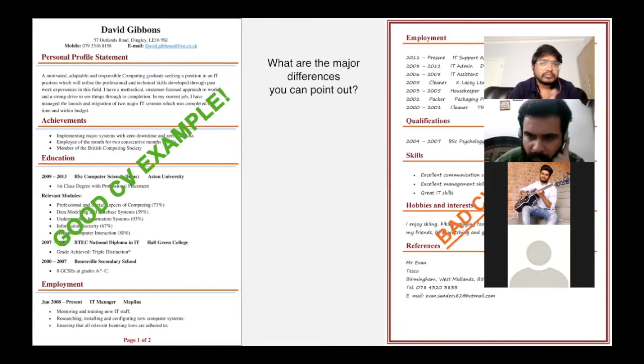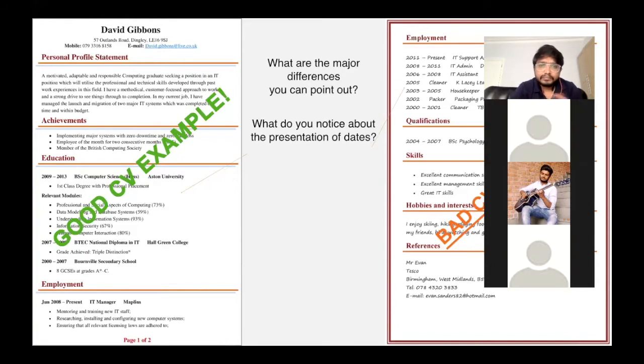Then let us check out the major differences which we already discussed. Just quickly go through the basic differences that you can point out. I'll share what I felt. Did you notice anything about the presentation of dates? On the left hand side, the David Gibbons CV, the education is listed properly. The dates are mentioned, the year is mentioned, what was done in that year was mentioned, and a specific detail. For example, 2009 to 2013, BSc Computer Science Honors from Aston University, first class degree with professional placement. So there is a bit of detail. Now on the other one, it's just IT support, IT admin, IT assistant, things like this. It's pretty vague. So don't make that mistake.